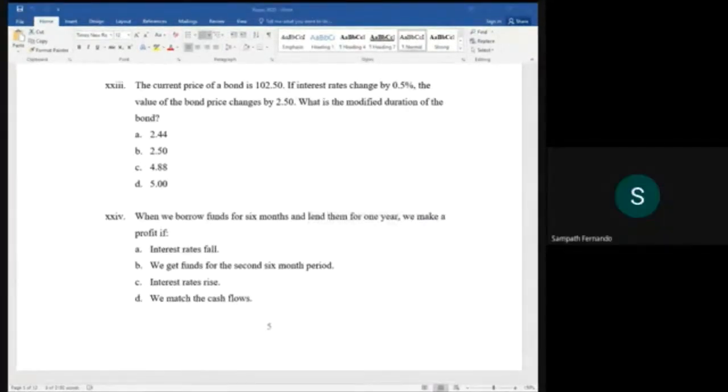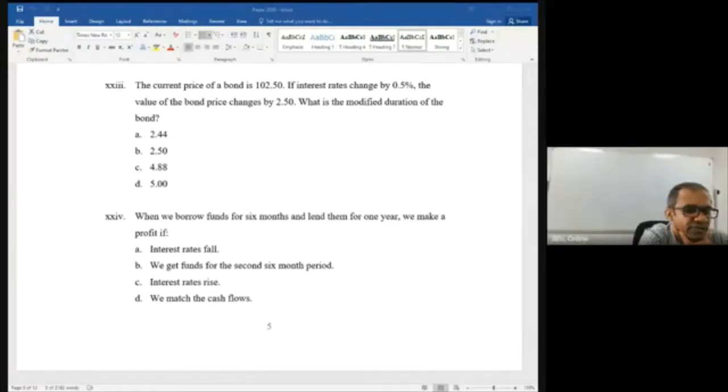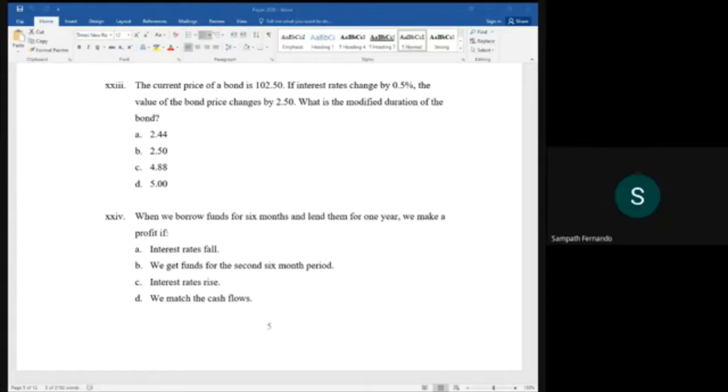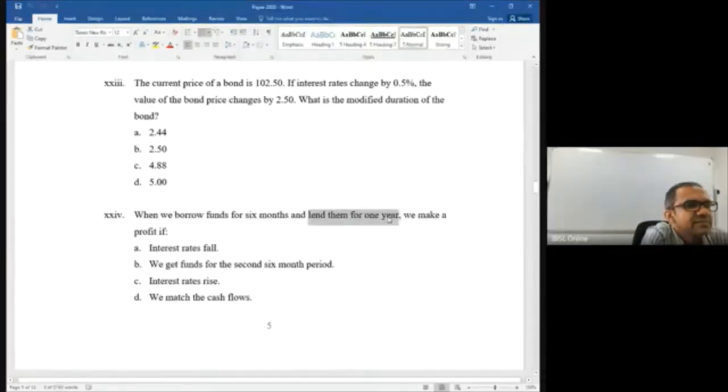Negative. You have a negative gap. Then how do you make a profit when the gap is negative? Interest falls. If interest goes down. So the answer is A.